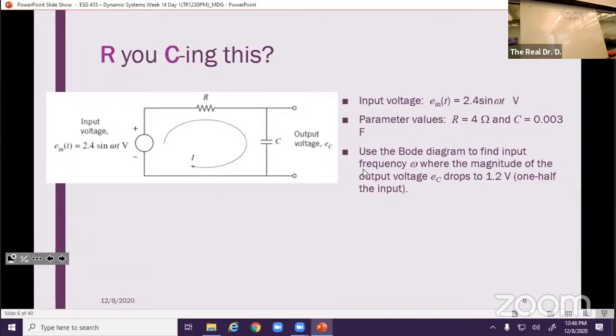So we're going to do this 2 ways. First, we're going to do it by hand. Let's figure out what omega is, right? And then we're going to check it on the Bode diagram. Now, I realize that this says use the Bode diagram to do this, right? And that's fine. We will do that. But I want us to understand, it's just another way of going through this process of determining magnitude and phase, right? So for this in particular, we're going to redraw our circuit.